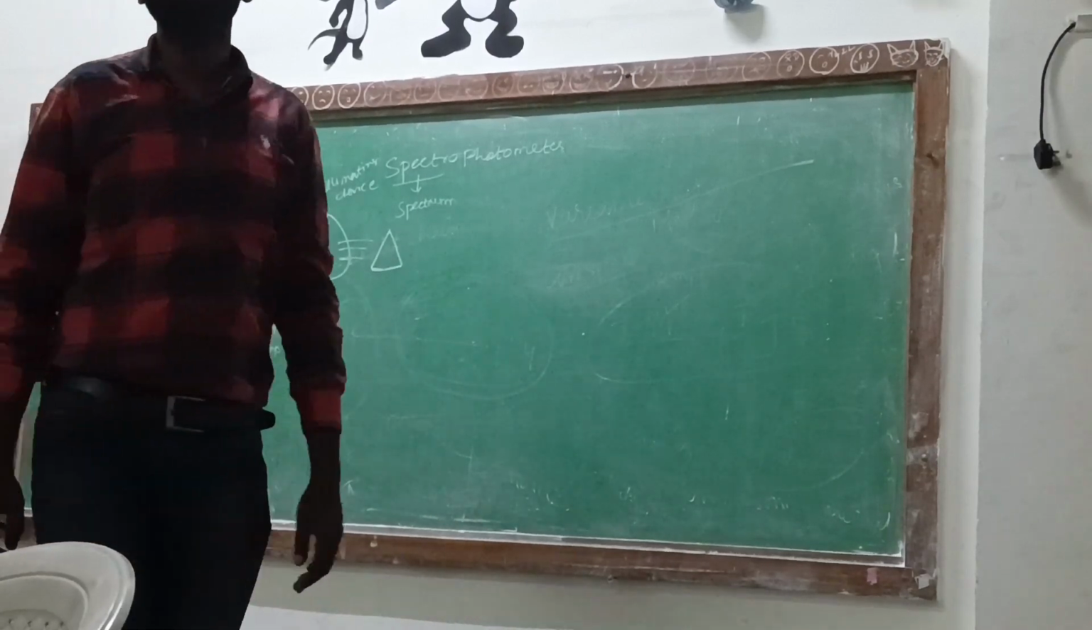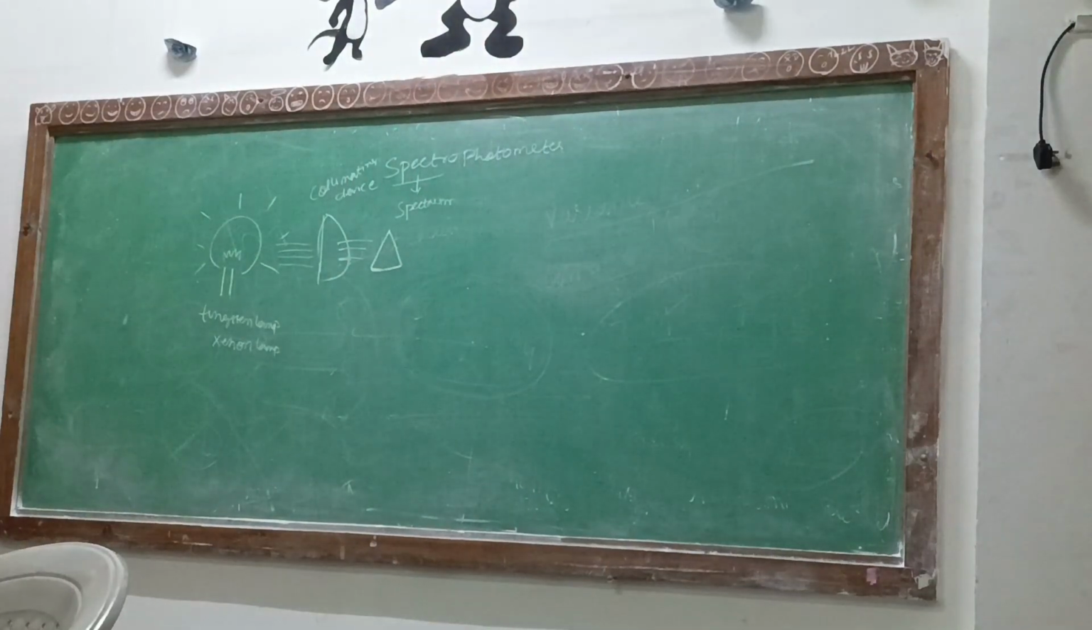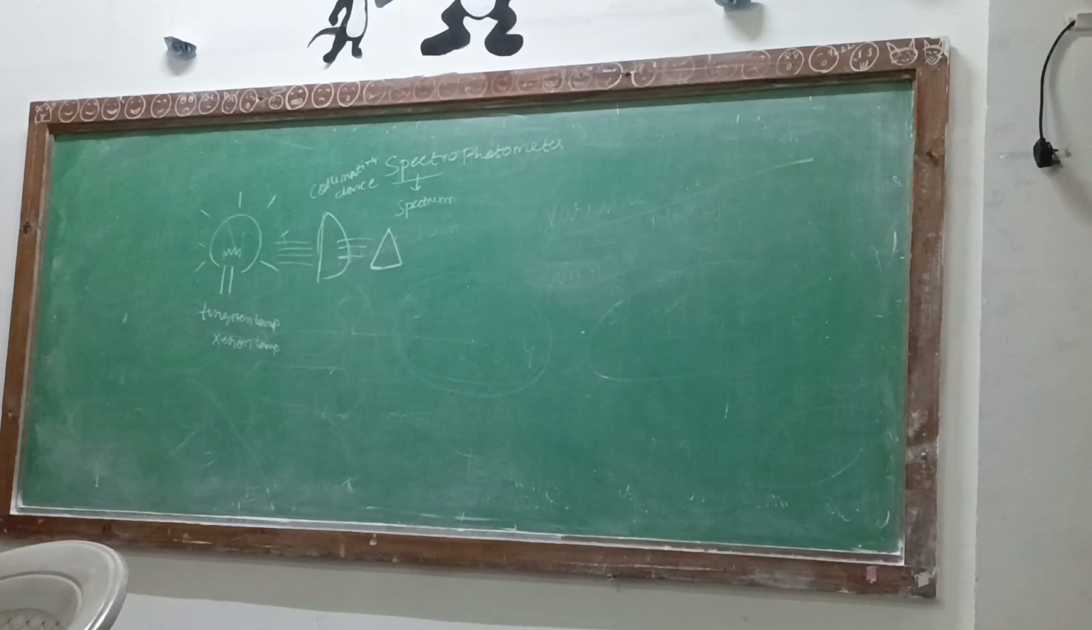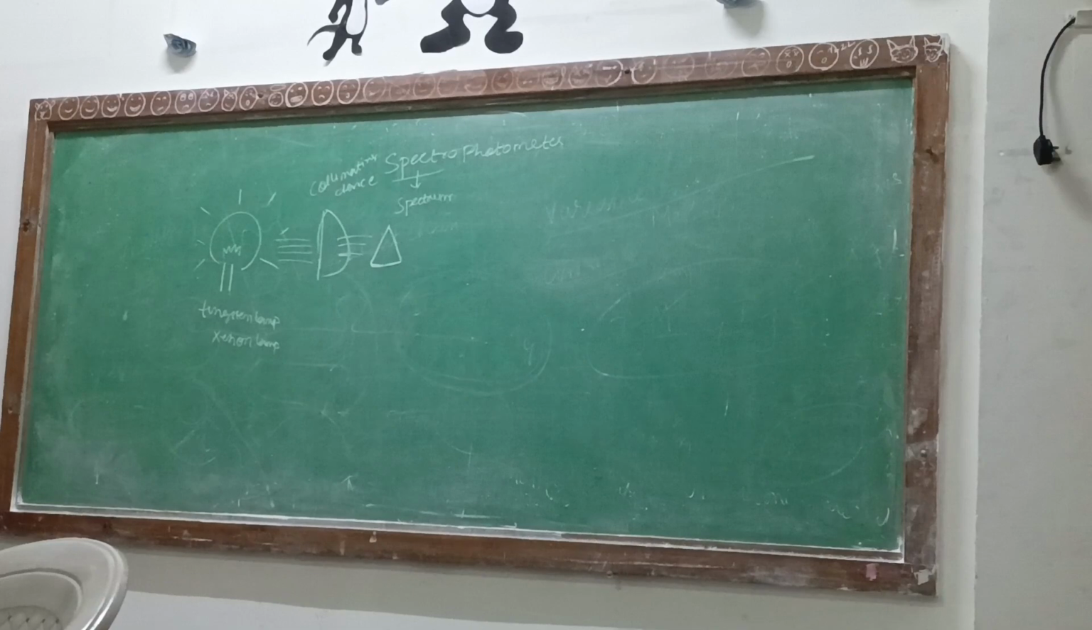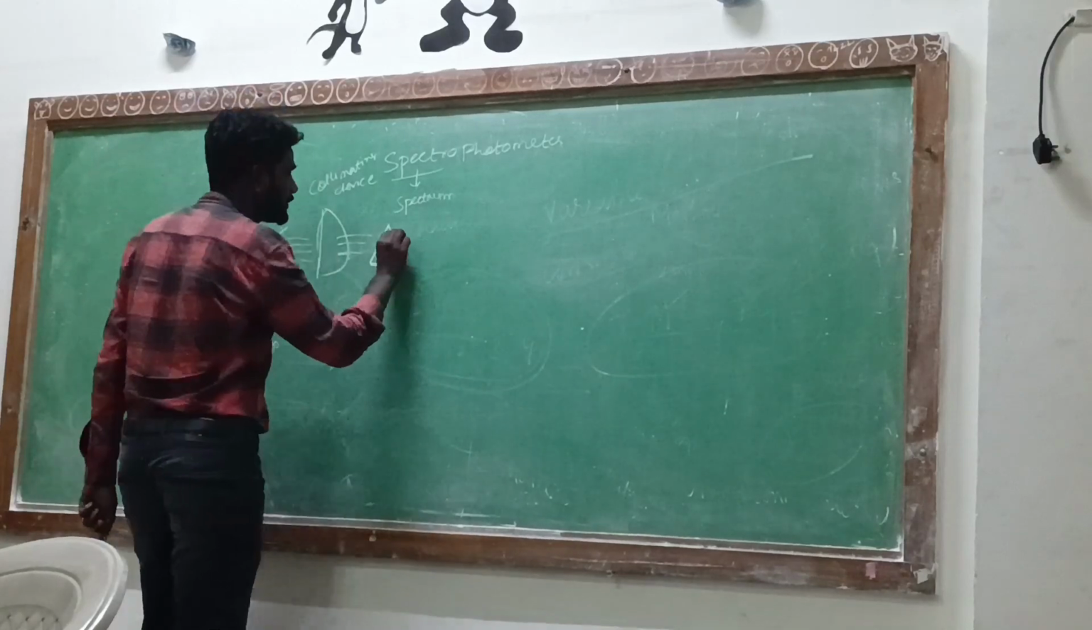There can also be a prism and a grading device present there. What is the basic thing? Whenever white light passes through, it is a combination of so many lights, as we have discussed. Now when it hits the prism, what will the prism do? It will separate all the lights.